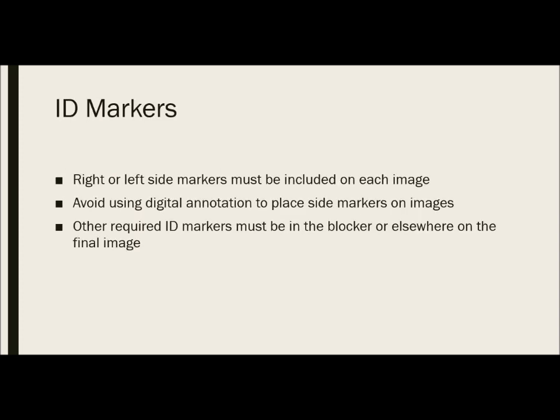And our markers, of course, we always want to make sure we use our right or left side markers, must be included on each image. We want to avoid using our digital annotation in place of those lead markers, and we want to make sure that our other required ID markers are in there on their final image. So throughout the PowerPoint, we're going to be going over hyperextension and hyperflexion. Those ones we would also need to put a lead marker on for those. It says either flexion and extension or hyperflexion or hyperextension. And then we also want to make sure whenever we do our oblique projections that we always mark the side that touches the image receptor. Which we'll go over throughout the PowerPoint, and we'll also go over those in lab.